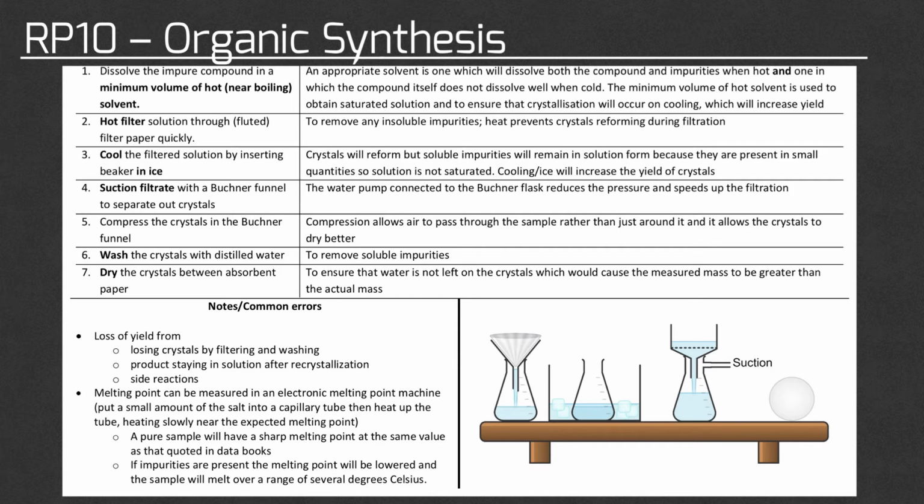We can then measure the melting point of the sample by using an electronic melting point machine, in which you put a small amount of the solid into a capillary tube and then heat this up, heating it slower as you reach the expected melting point. A pure sample will have a sharp melting point at the same value quoted in the data books, so it will melt at the precise temperature quoted. If impurities are present, the melting point will be lowered and the sample will instead melt over a greater range of temperatures. So for example, it might melt from 210 to 220 degrees rather than melting at precisely 215 degrees.